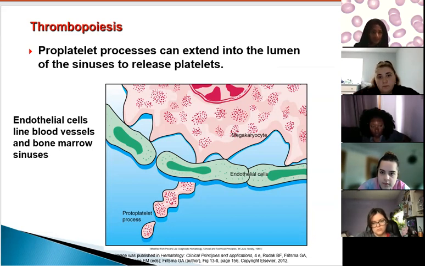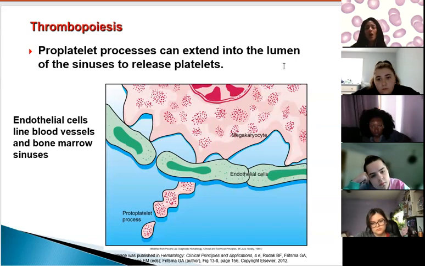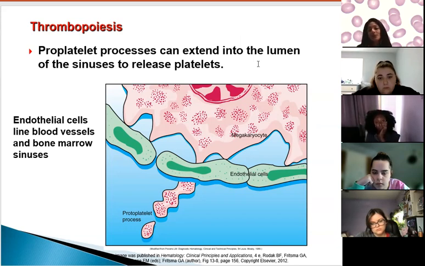So what's happening is that as the cells mature, our megakaryocytes come from stem cells in the bone marrow, right? So these cells, as they mature, get moved closer and closer to the sinuses of our bone marrow so they can get closer and closer to the peripheral circulation, okay?